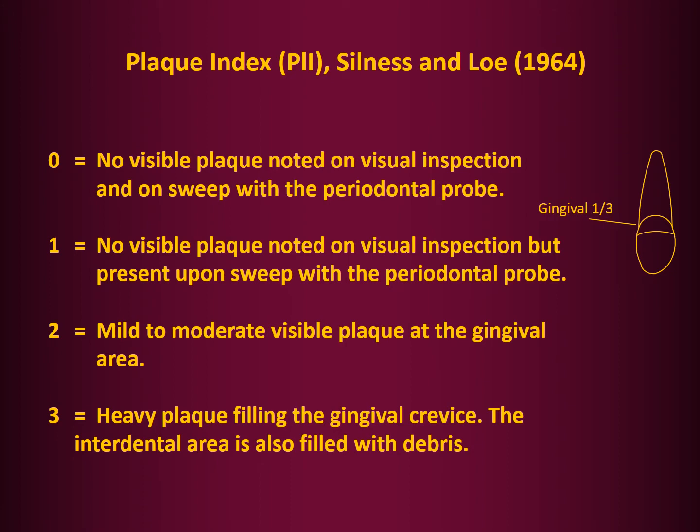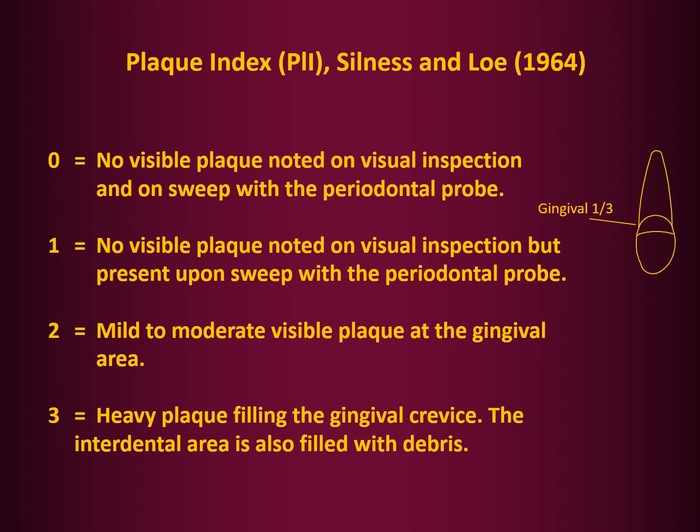One of the things that we measure in periodontics includes plaque on tooth surfaces. One of the most famous indices for measuring plaque is the plaque index by Silness and Löe. And that plaque index is measured at the gingival third of the tooth surface, as you can see by the diagram on the right. The index is scored from 0 to 3.